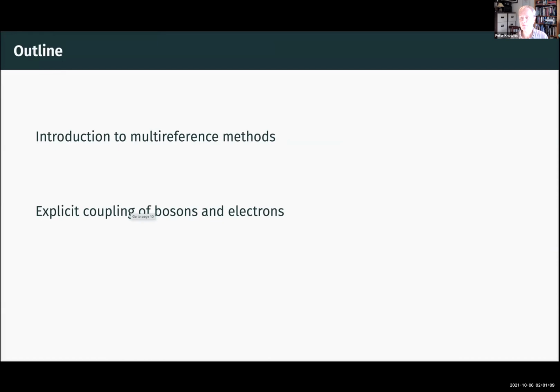And in the second bit of the talk, I'm going to move on from there to talk about some more recent work where we've tried to look at doing quantum calculations that include both electrons and bosons, either vibrations or photons. So that's the plan.